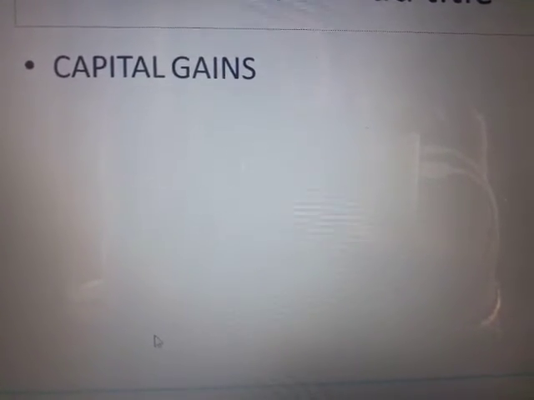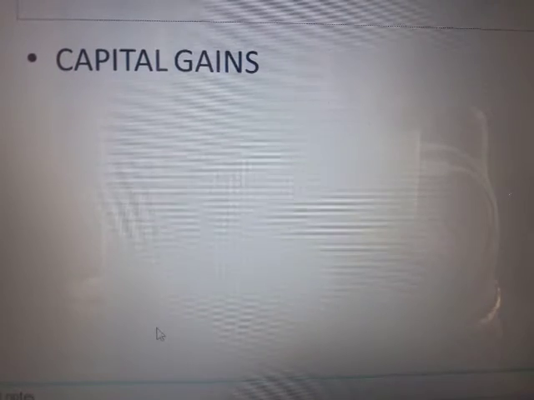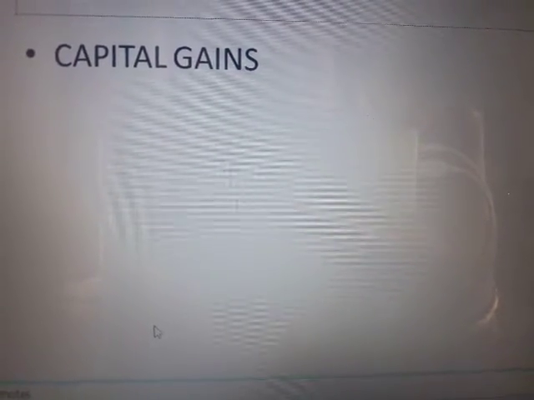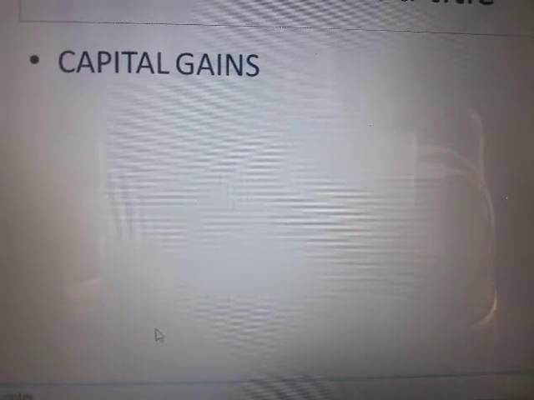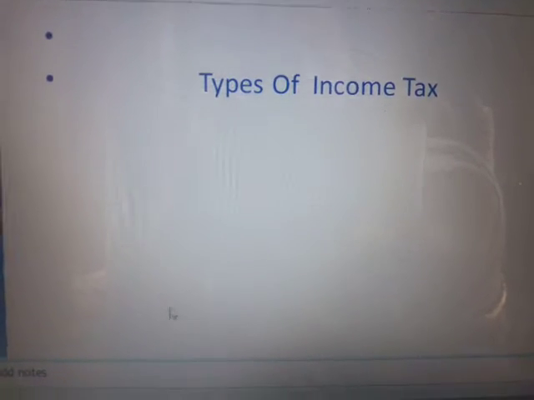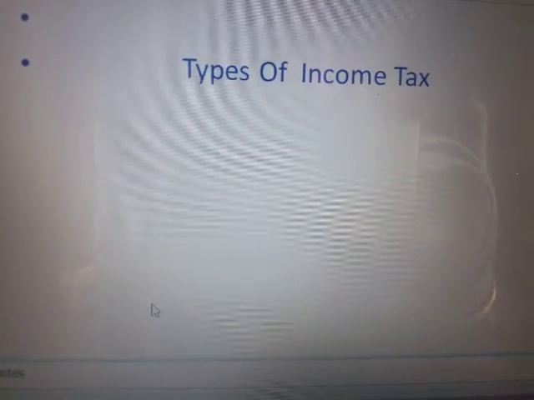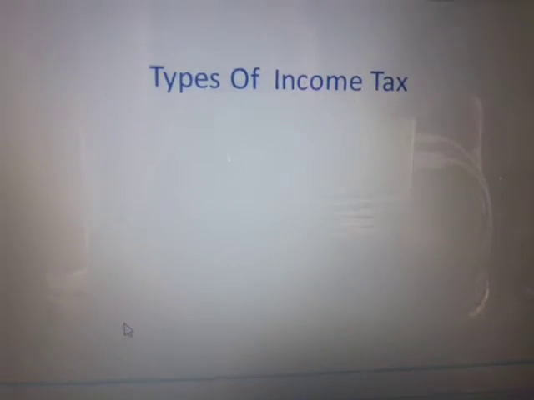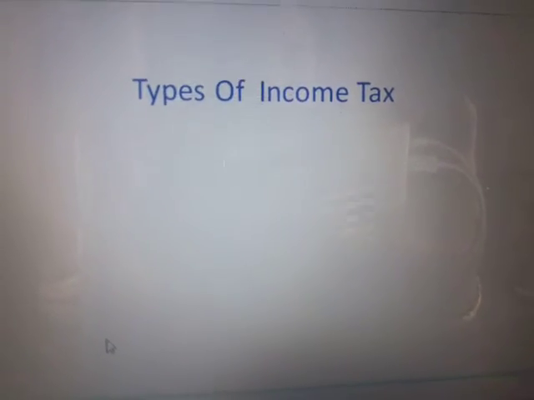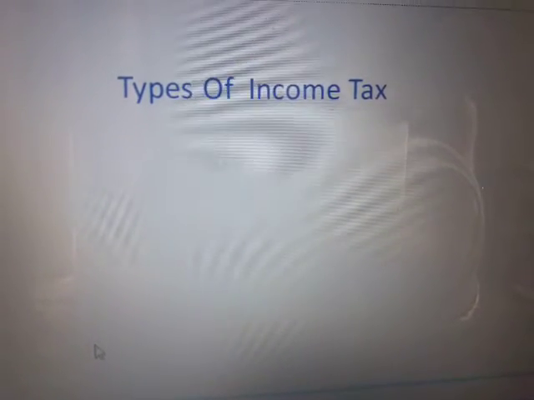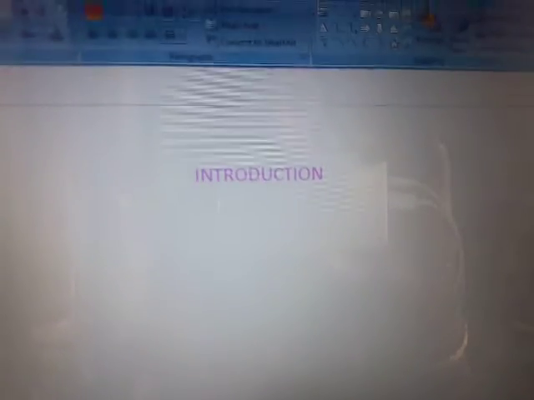Capital gains, we already explained. Capital gain, we have two categories based on the duration period, long term and short term. Long term capital gains and short term capital gains. Types of tax: direct tax and indirect tax. In direct tax, we have only two parties, and in indirect tax, three parties are involved. Now finally we will be discussing the interaction.